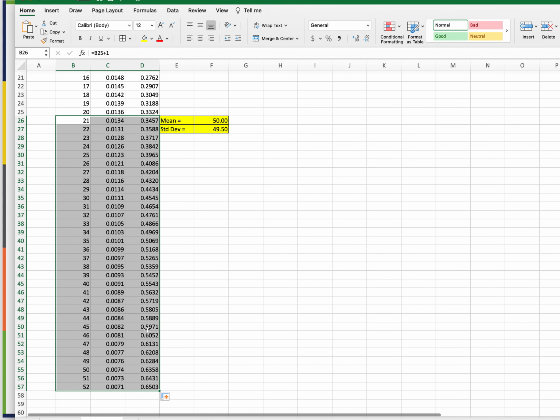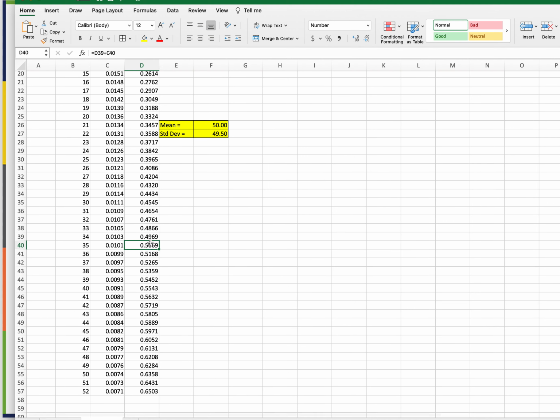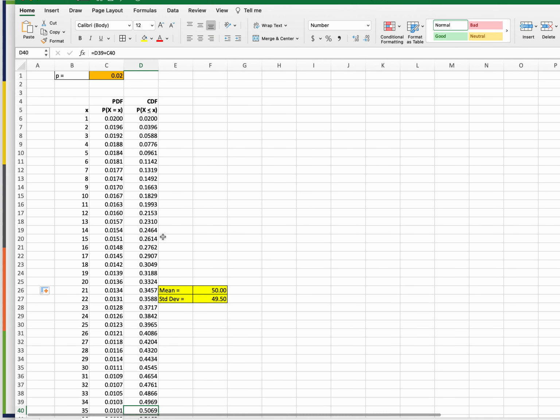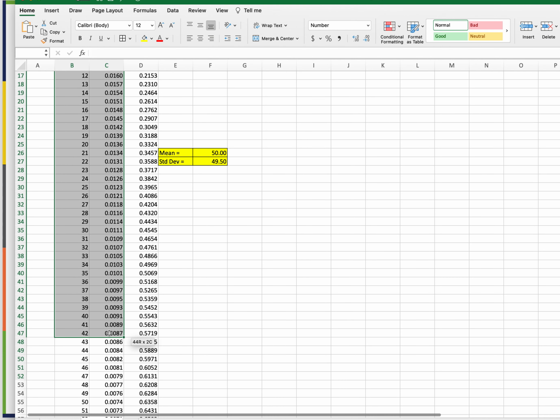So where's my 50th percentile? It's right about 35, actually. So I hope I did this right. Anyway, if I was to graph this now, and let me graph it out to 50, I don't think it's going to be very interesting, but that's okay.